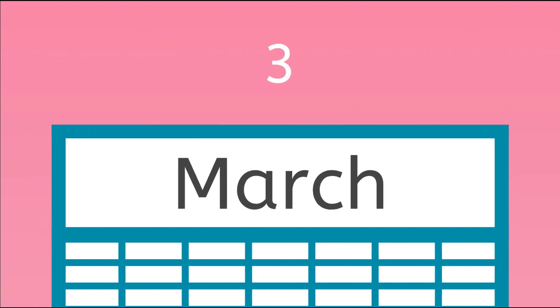March. This is March, the third month of the year, or month number 3. There are 31 days in March. Say it with me. March.